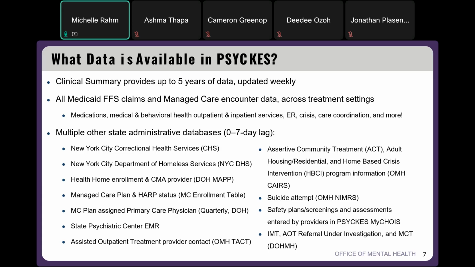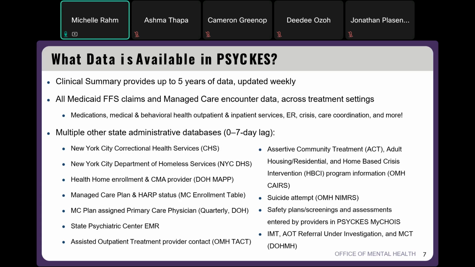We also have information coming to us from DOH MAP. So if somebody is enrolled in a health home, you can see the name of the health home, the admission date, if they were discharged, the discharge date, and also the referral contact information as well. And then the care management agency downstream provider. And then we have state PC EMR data. So if somebody spent some time at a state PC and that state PC doesn't bill Medicaid for that service, we still get access to that data because we have state PC EMRs as one of our data sources.